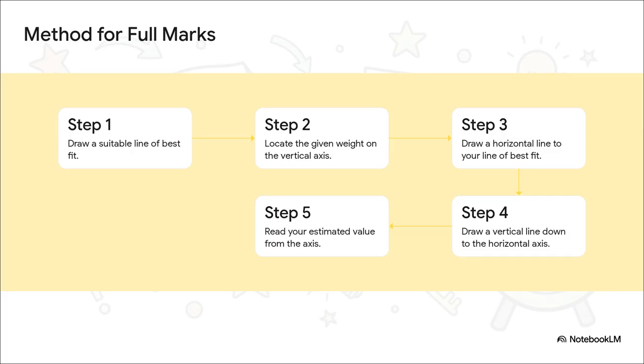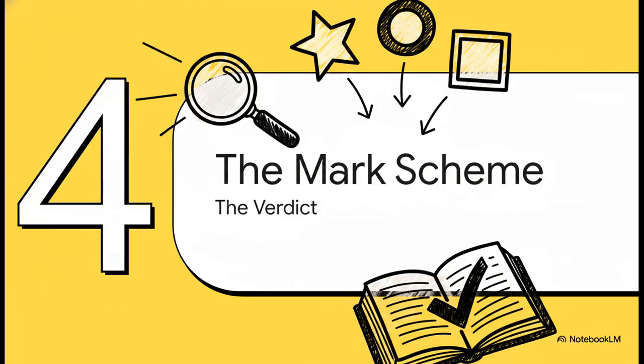Step 1, and this is absolutely crucial, you must draw a line of best fit. Then, you find 5.8 on the weight axis, you draw a line across to hit your line of best fit, and then you draw a line straight down to the age axis. You read your answer, and you're done. Those lines you draw are your proof. All right, let's put on our examiner's hat for a second. We've seen the question, we know the method, but how are those 3 marks actually given out?